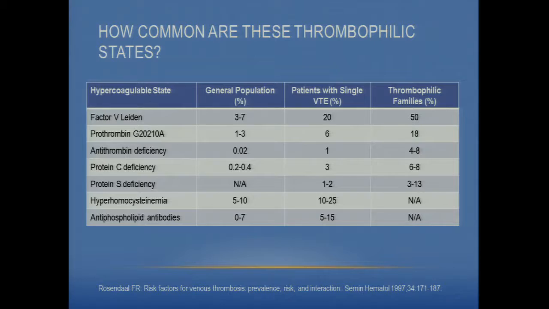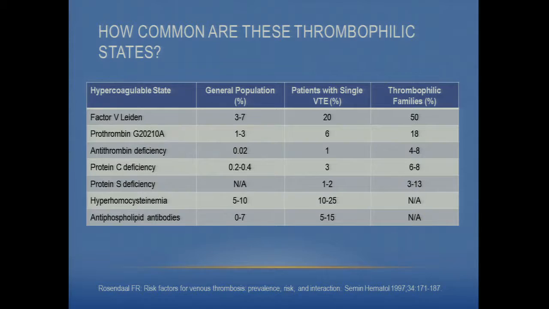The prothrombin mutation, less common. If you look at antithrombin 3 deficiency, look at how relatively uncommon this is in the general population. 0.02% of the population carries an antithrombin 3 deficiency. So some factors, very common, some factors, not so common, makes trying to decide if we should test people a little bit of a difficult decision.